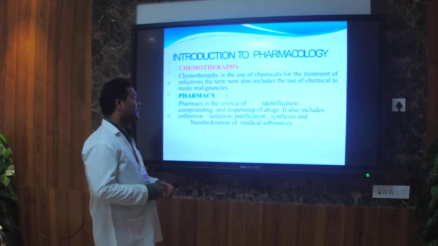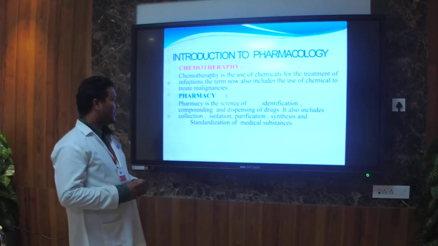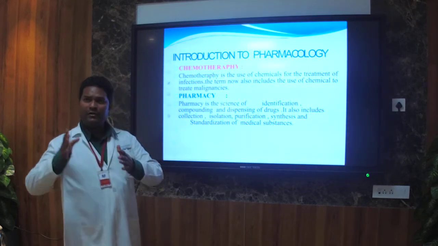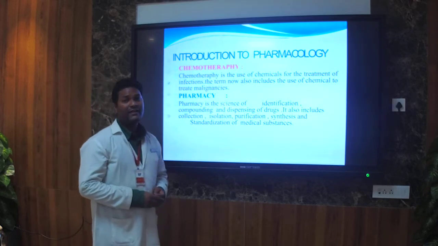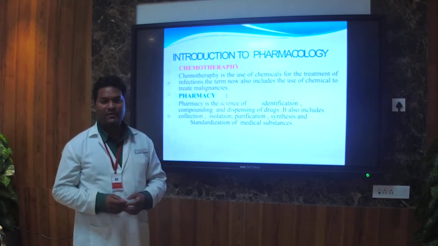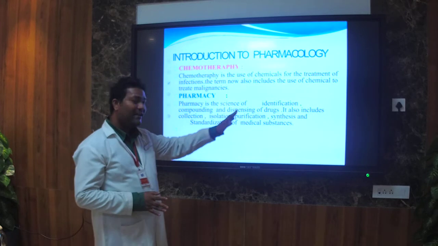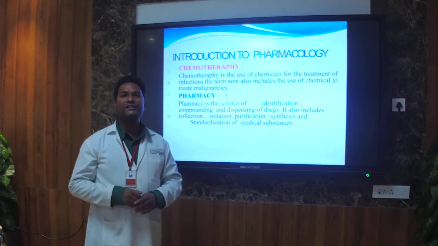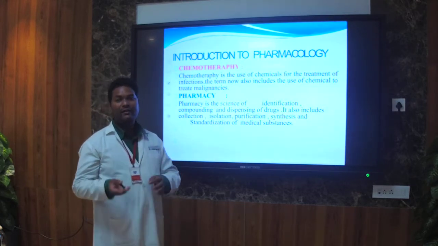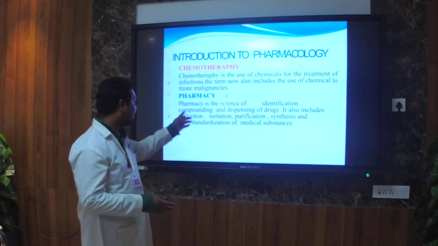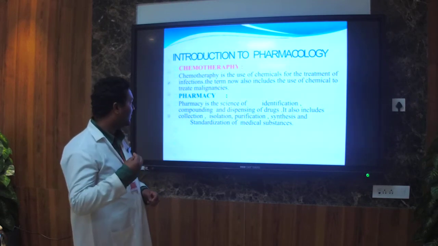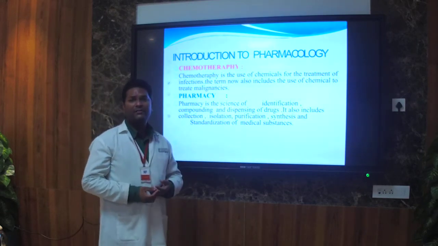Then we have pharmacy. It is the science of identification, compounding, and dispensing of drugs. If you go outside to the market, you would see various pharmacy shops, and the person who sits in the pharmacy is the pharmacist. The main role of a pharmacy is to identify the drug. For example, a particular disease is present in a geographical area. If a drug is available to treat that disease, that drug has to be identified and kept in the pharmacy. Then compounding: we have to compound the available drug and dispense it to the demands of the various sources.